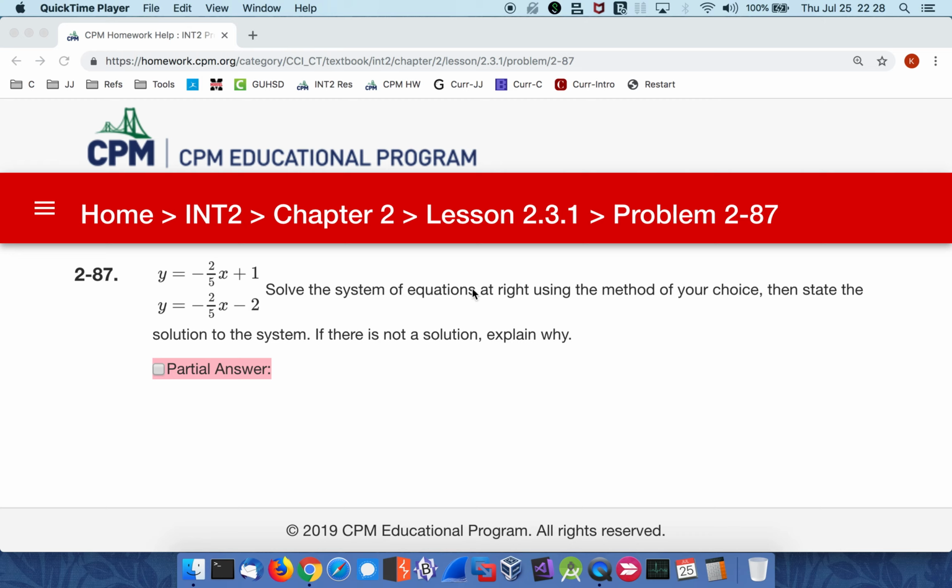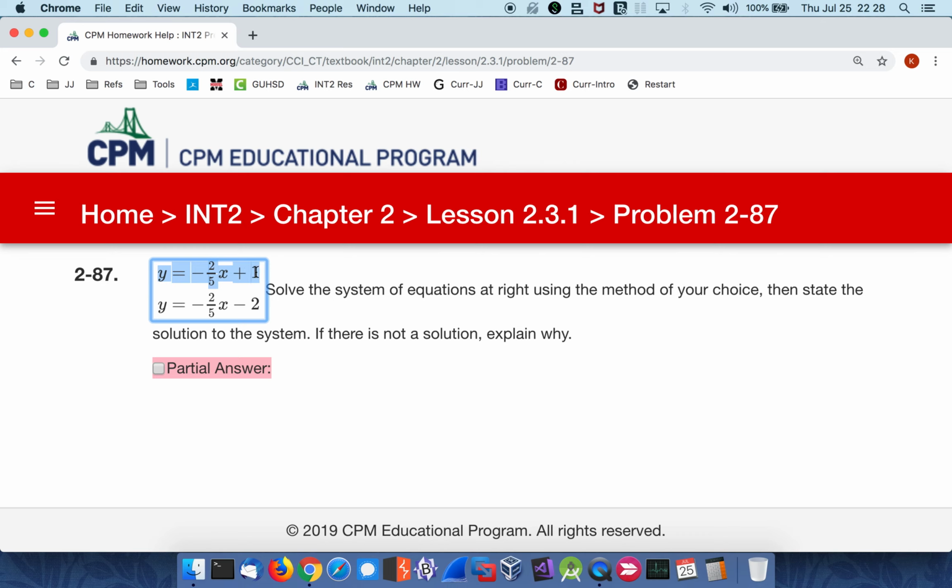Solve the system of equations at right using... At right? Oh, okay. I guess their formatting's messed up. Solve the system of equations at right using the method of your choice, then state the solution to the system. If there is not a solution, explain why. Well, that's kind of a giveaway that there's probably not a solution. But let's see if you can see why.